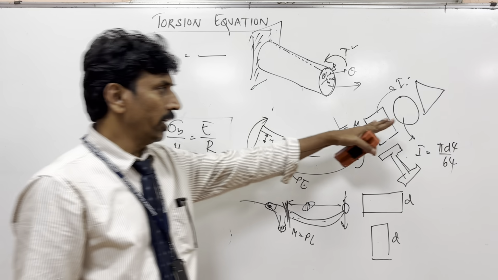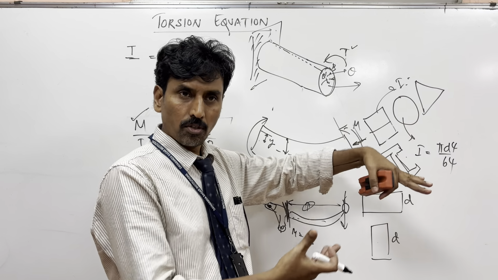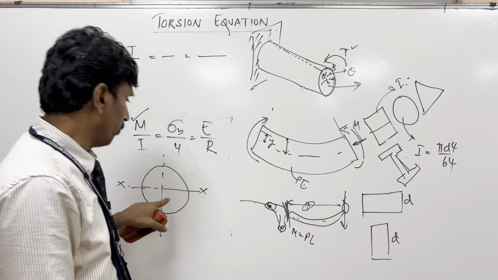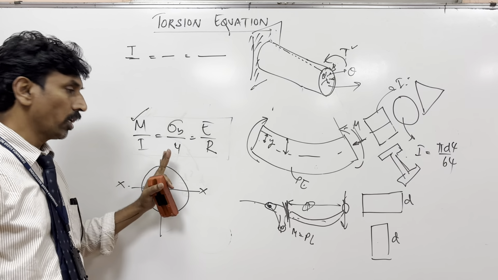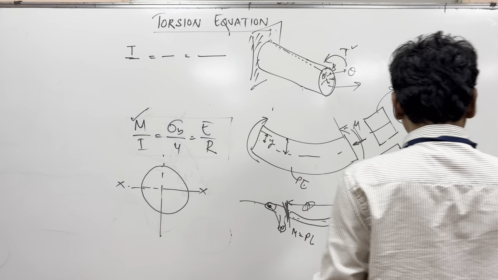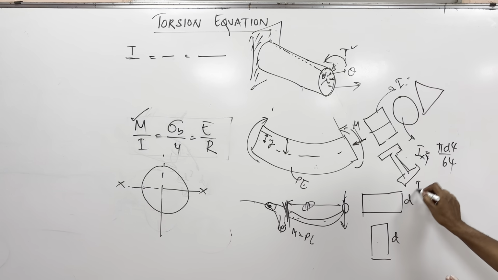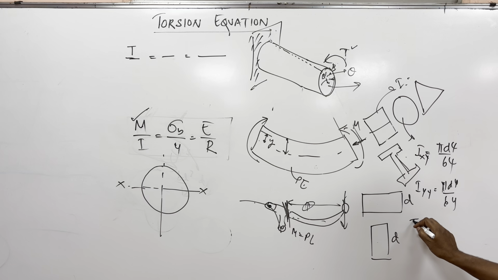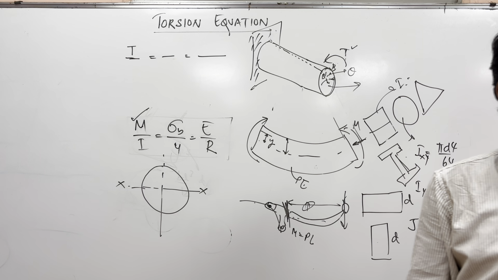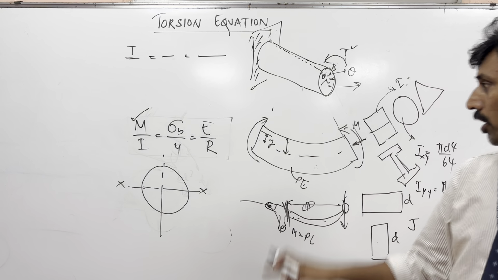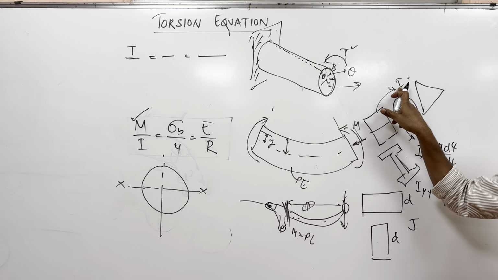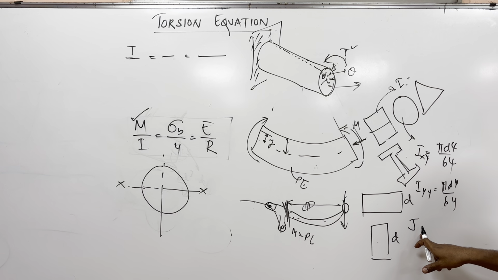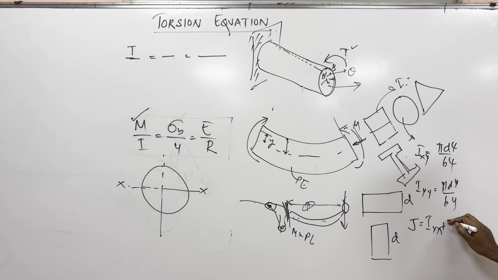For bending, it is about one axis. For twisting, there is no single axis, so you need to add the sum of the resistances in both the x-axis and y-axis. So Ixx is pi d to the power of 4 divided by 64, and Iyy is also pi d to the power of 4 divided by 64. So you have something called J. J stands for polar moment of inertia. Earlier it was just called moment of inertia. Now it is called polar moment of inertia because it is about both the axes. The polar moment of inertia is the sum of Ixx plus Iyy.